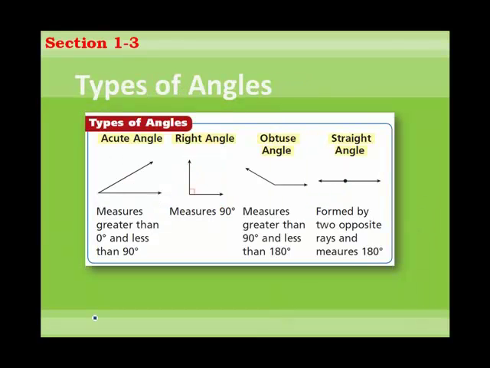So we have many different types of angles, and we can name them by the measure or the number of degrees. If the angle is less than 90 degrees, from 0 to 90 degrees, we call it an acute angle. If it equals 90 degrees, we call it a right angle. If it's larger than 90 but less than 180, we call it an obtuse angle. And an angle that goes from 0 all the way to 180 is a straight angle because it forms a straight line.